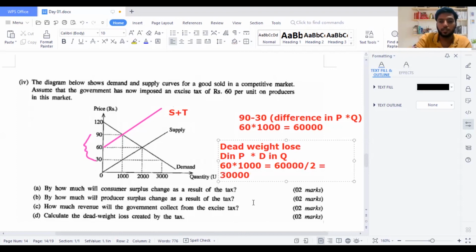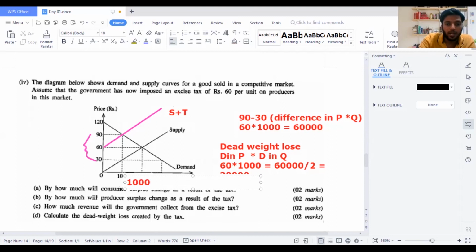Let me explain why the deadweight loss was 30,000. You might see here the difference between this 1000 and 2000 was 1000. That's the actual quantity I took here as 1000. And the difference between this 30 and 90, I got a value of how much? 60. So this 60 into 1000 was the actual deadweight loss. Lost, it should be LOST, guys. It's wrong here. So now 60 into 1000 is the actual value, which we got, 60,000.